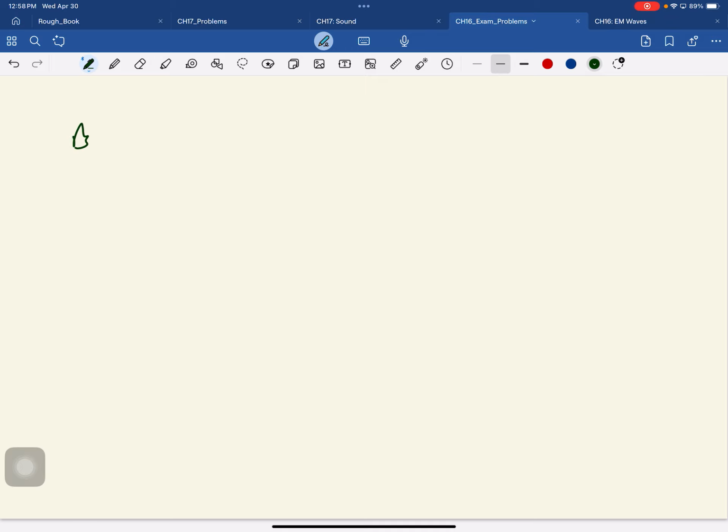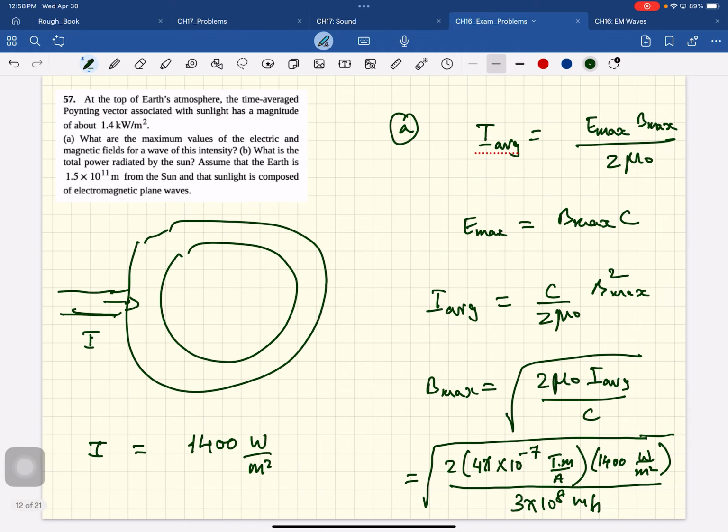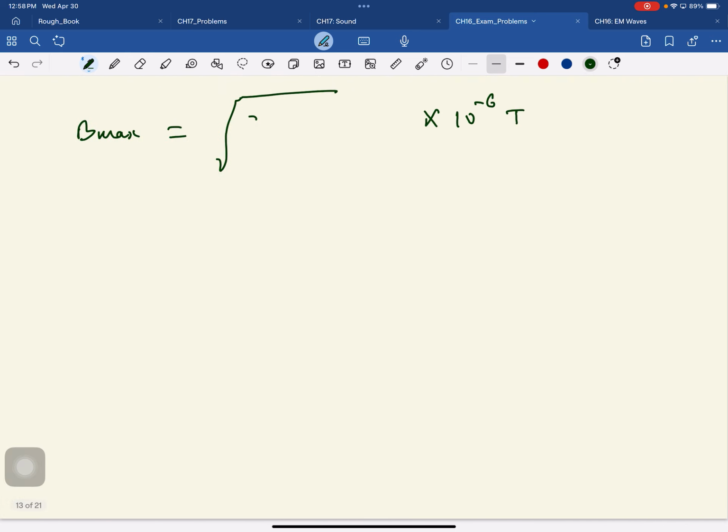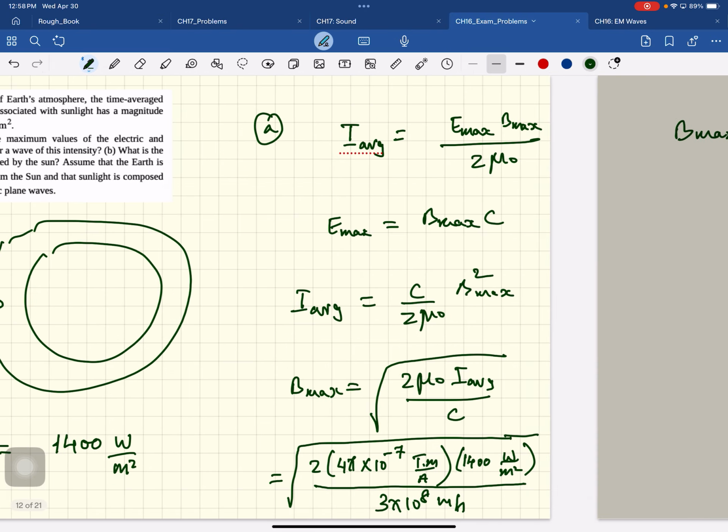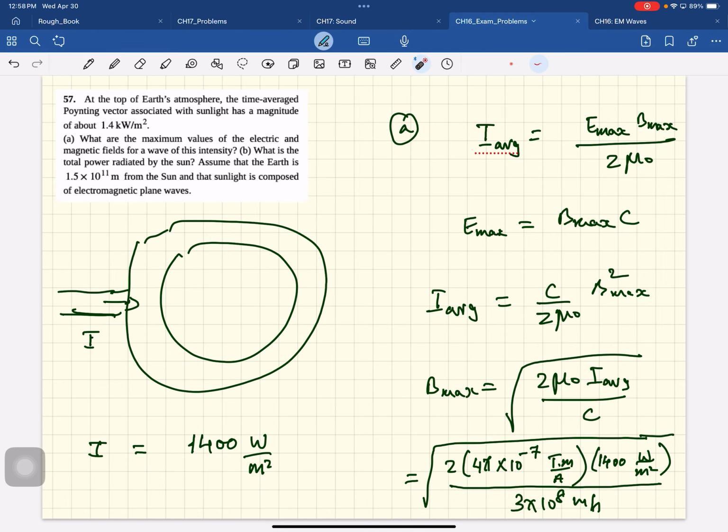So B max is square root of that into 10 to the minus 6. And what are the units? Tesla. All right, let's do 8 pi times 1.4, and there's 1.4 and 3.